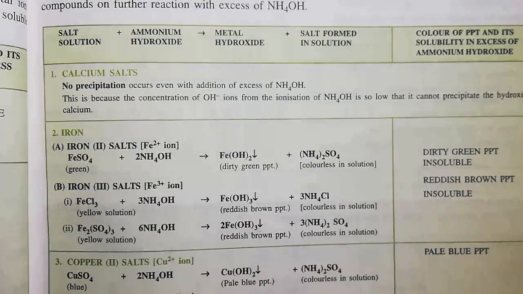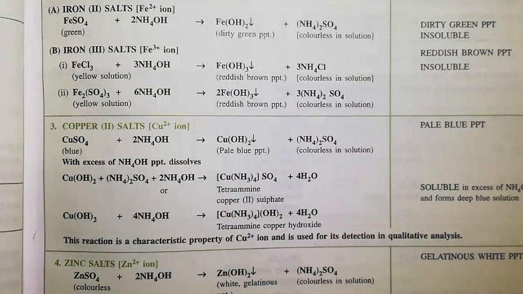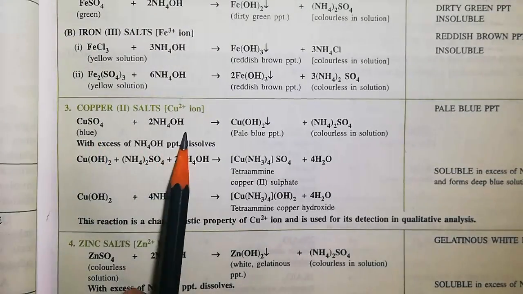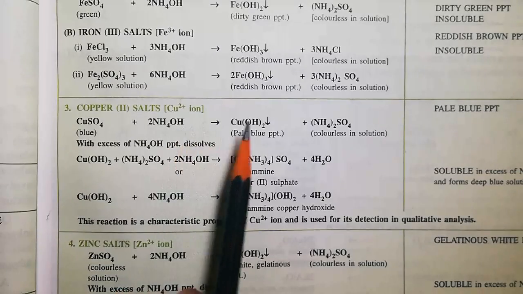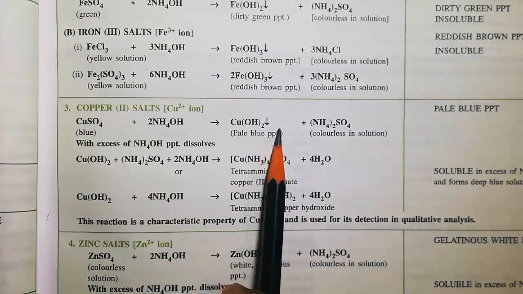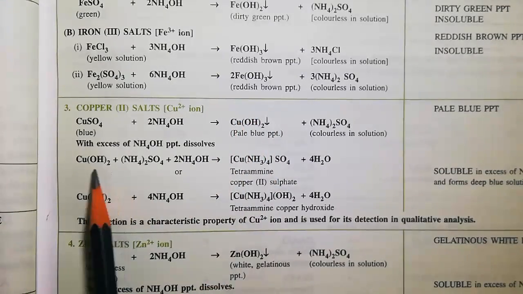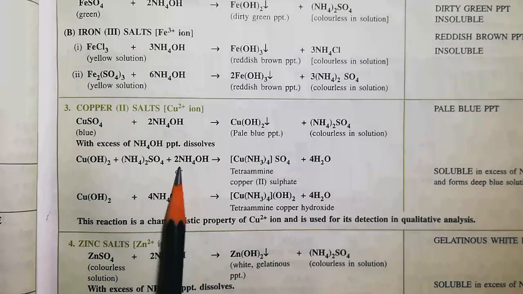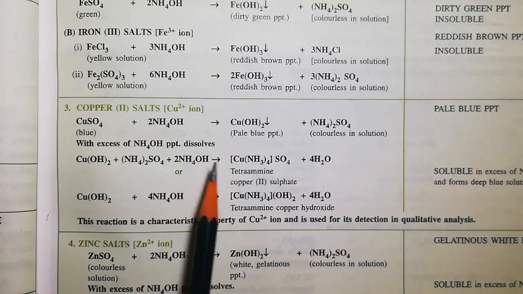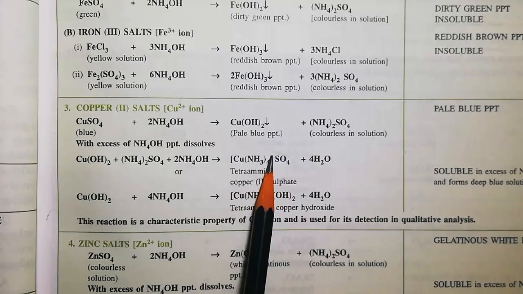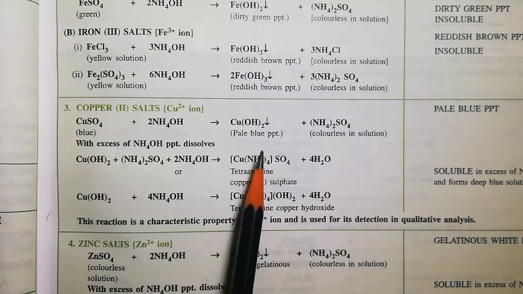You must remember their color and that they are insoluble. Next, we will study one of the most important reactions from this chapter: the copper salt reacting with NH4OH, ammonium hydroxide. Initially a pale blue precipitate comes. If that precipitate is allowed to react with excess ammonium hydroxide, one complex salt is formed, tetraamine copper(II) sulfate, and it is dark blue. So two reactions are there, you can write any one out of these two.